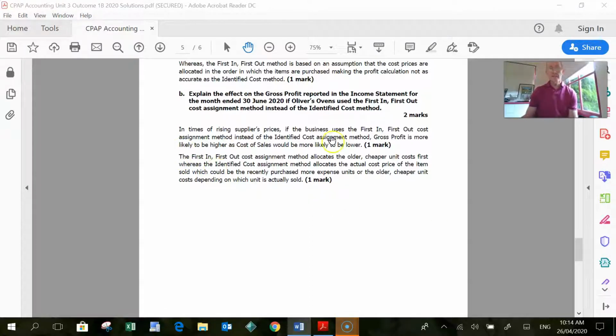And there's the explanation. First in, first out costs out the earlier or older inventory, which is cheaper, so therefore your cost of sales is lower. Use the example where it was a $50 difference, and that would explain the effect on your gross profit. If I use first in, first out, gross profit will be higher compared to Identified within this one period. But generally very well answered, so I was quite impressed with that.